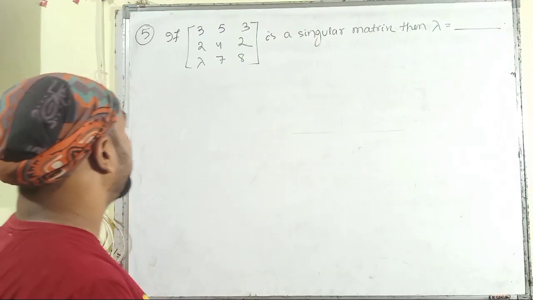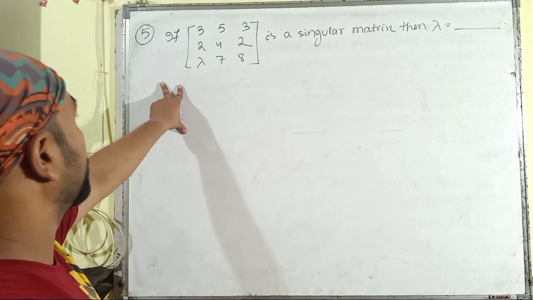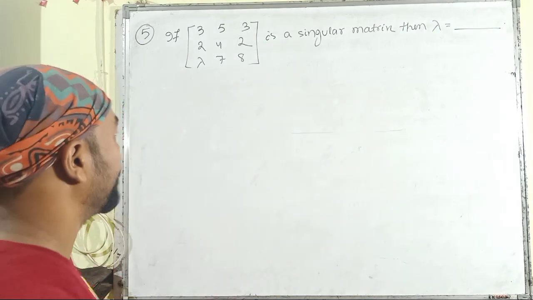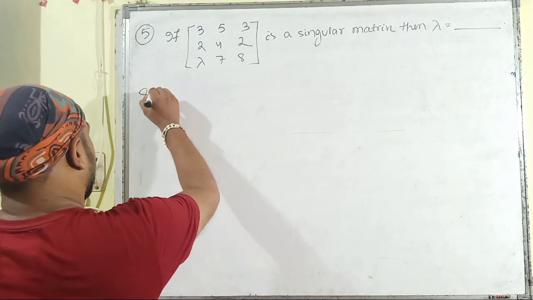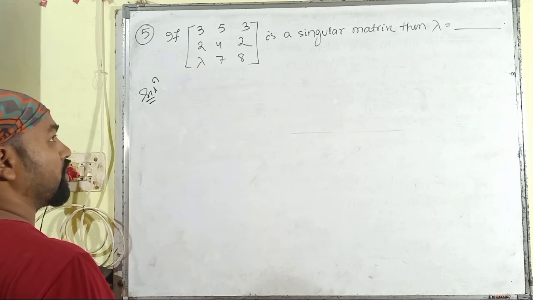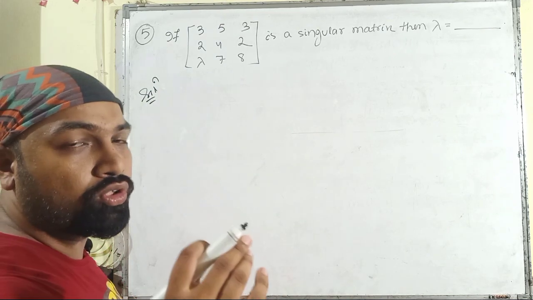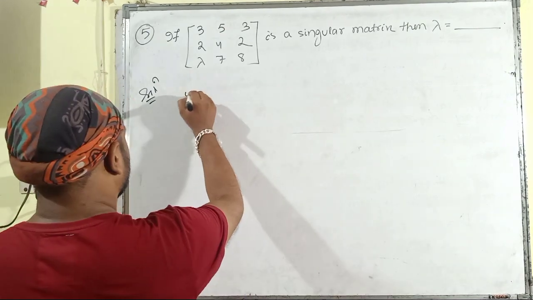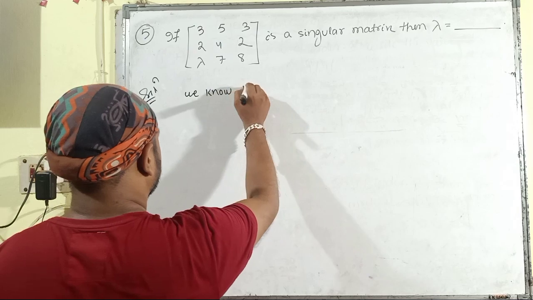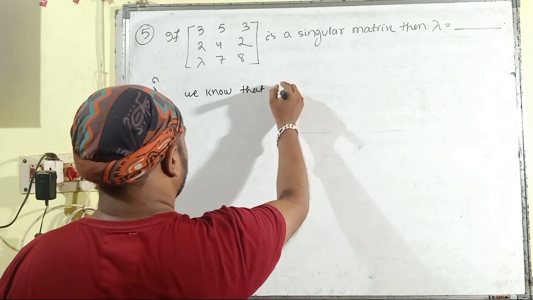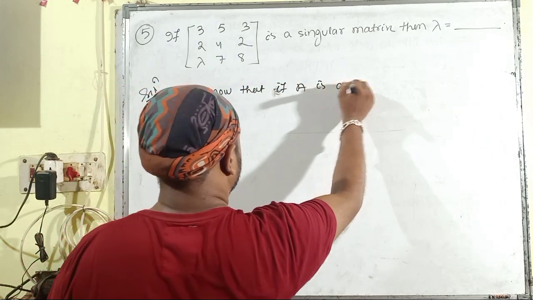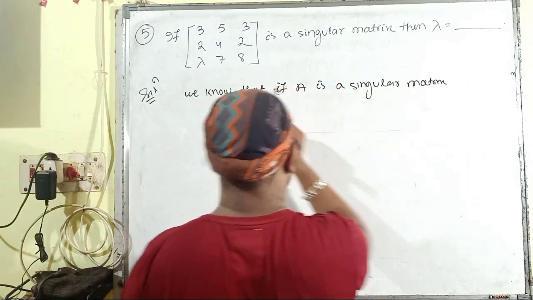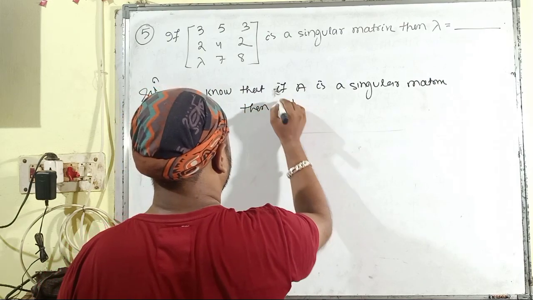Here it is problem number 5, and in it, it is given that this matrix is a singular matrix, and we have to find the value of lambda. Again, before going to the solution of the problem, first of all we have to go through the fundamentals based upon the problem. We know that if A is a singular matrix, then the determinant of A is equal to 0.